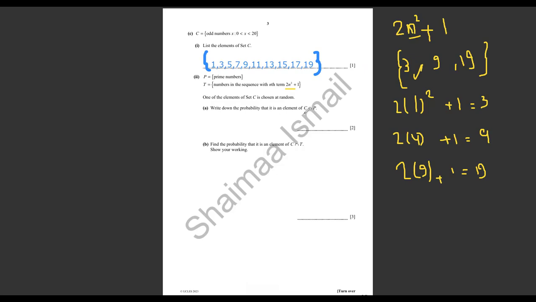Okay, write down the probability that C intersect B. Okay, when C intersect B, here we have 1, 2, 3 numbers common. So 1, 2, 3, 4, 5, 6, 7, 8, 9, 10. So here we have the intersection here. It will be equal.